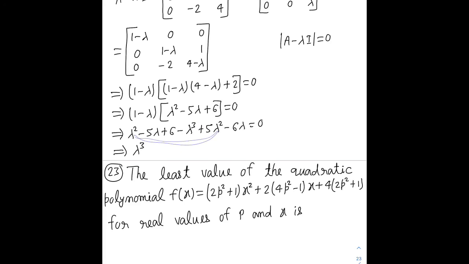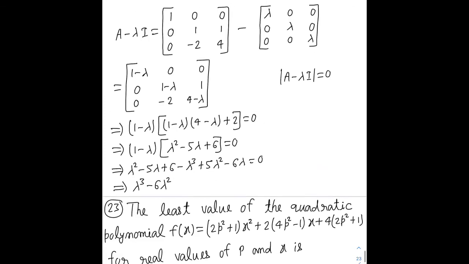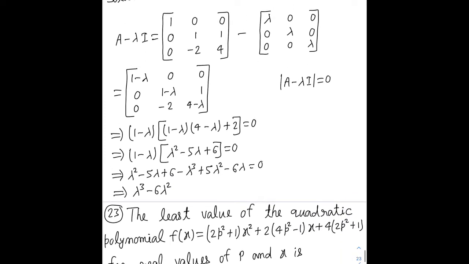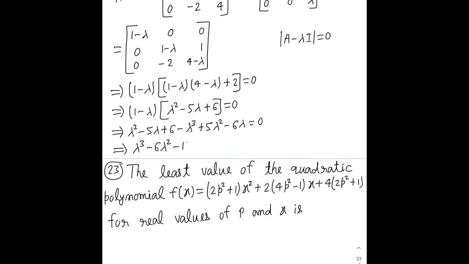Then lambda square plus 5 lambda square is 6 lambda square, and if you transpose to the right hand side, it will become minus 6 lambda square. And then next is minus 5 lambda minus 6 lambda, so it is nothing but minus 11 lambda, right? And then the constant term, that is nothing but 6 equal to 0.